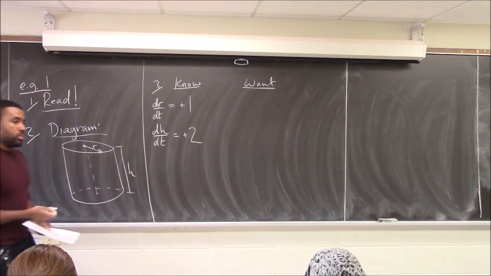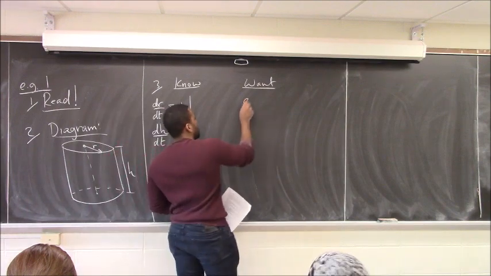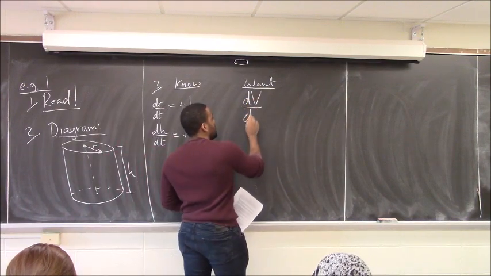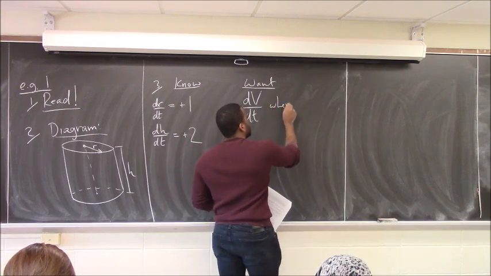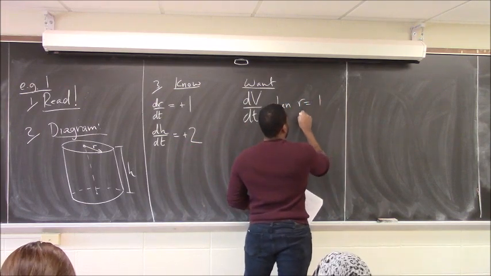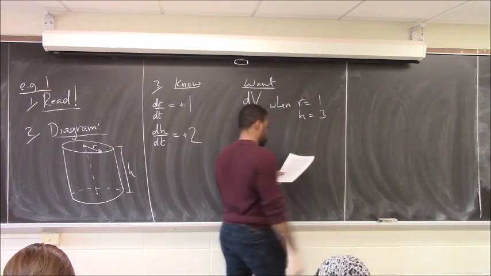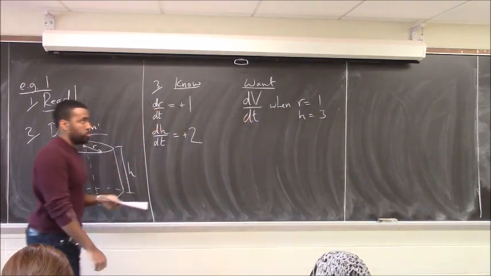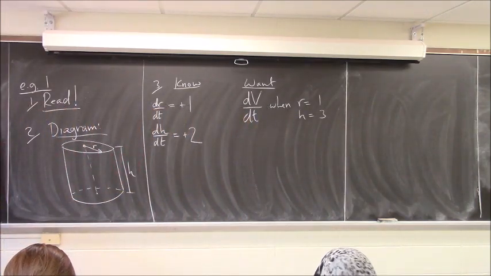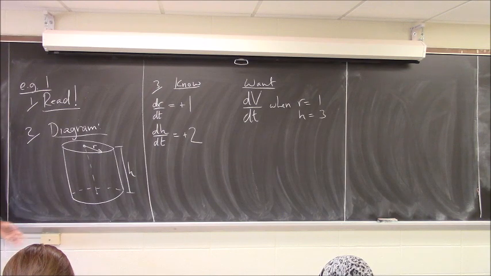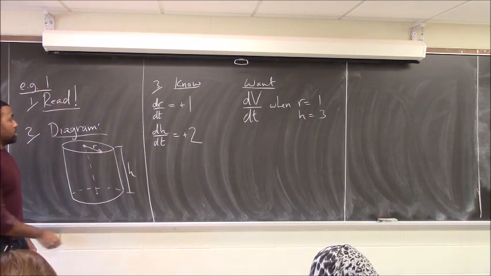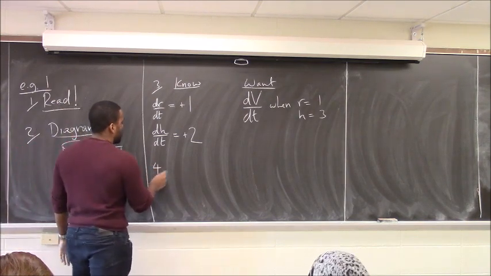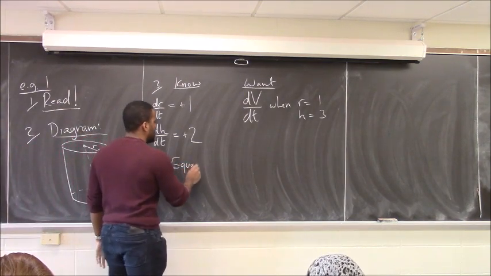If they told me decreasing, I would actually put a negative quantity here. What do we want to find? Well, I want to know dV/dt, how fast is the volume changing when R equals 1 and the height equals 3. So once you get that, you can now forget about the problem. Now you're focusing on these. Step 4, you are going to come up with the equation that relates these quantities.